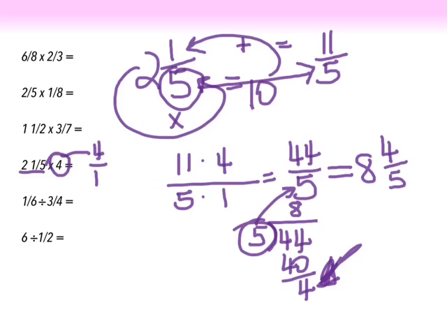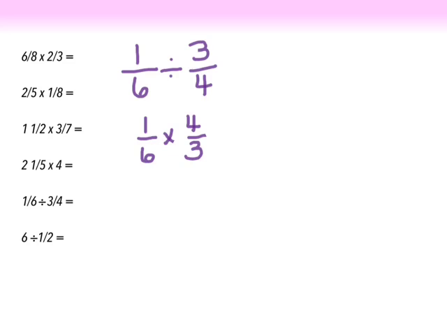Now let's move on to division. I have 1/6 divided by 3/4. And you'll remember that what we want to do is simply invert the second fraction. So 1/6 times 4/3. So we're going from dividing to multiplying, and we're turning this fraction upside down.